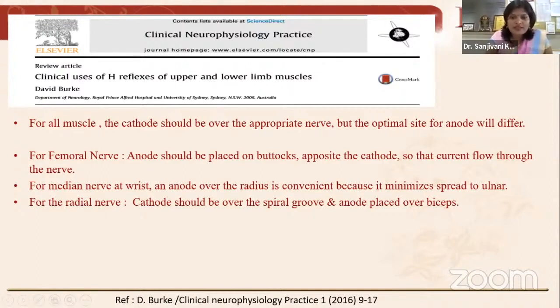On that basis, what he says is, for all muscles the cathode should be over the appropriate nerve, but the optimal site for the anode will differ according to the muscle. For example, for the femoral nerve, the anode should be placed on the buttock opposite the cathode so that the current flows through the nerve. Then for the median nerve at the wrist, an anode over the radius is convenient because it minimizes the spread to the ulnar nerve, because the nerves are very close to each other. Then for the radial nerve, the cathode should be over the spiral groove and the anode placed on the biceps.